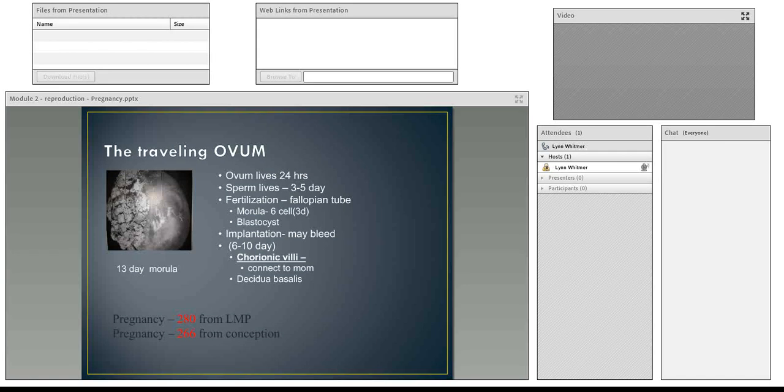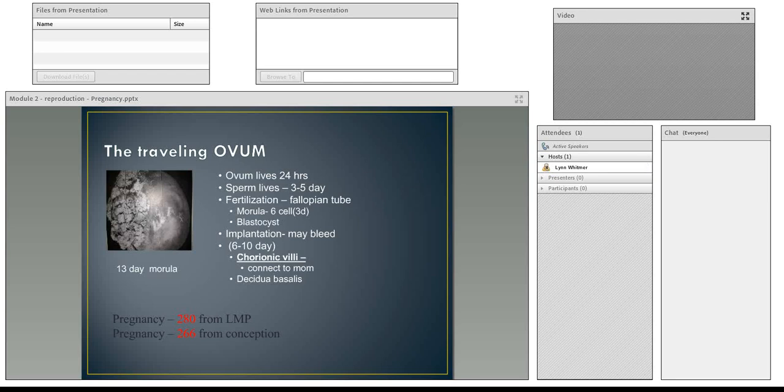The traveling ovum, as we said, lives for 24 hours. Sperm lives 3 to 5 days in the other textbook I was using. Fertilization happens in the fallopian tube. We've already mentioned that, and implantation causes implantation bleed. And you see on that picture, to the left of that picture is where the chorionic villi are going to attach. This is a 13-day-old pregnancy, and where it's really rough on that left side is where it's going to attach to that endometrial lining.